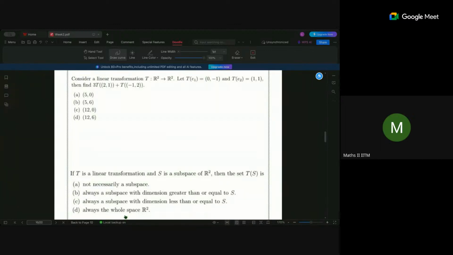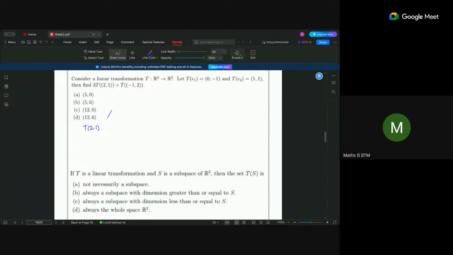So have you all completed these two questions? Shall we check the answer? Okay. So for the first one, you are given what is T of e1 and T of e2. You are asked to find 3 times T of (2, 1) plus T of (-1, 2). So you can do this in steps. So can you tell me what is T of (2, 1)? How will you find T of (2, 1)? Anyone?